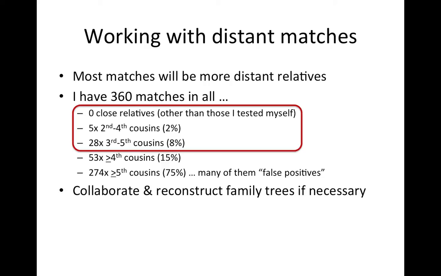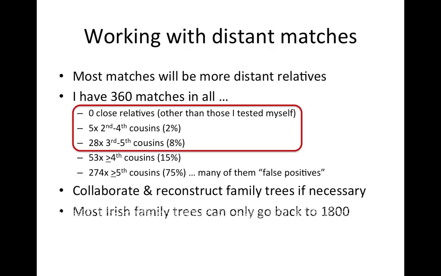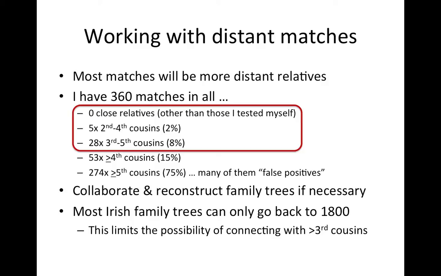It is hugely important to collaborate with these matches, and you may have to reconstruct family trees if necessary. So a little bit of genealogical knowledge and how to use genealogical resources will be necessary. And that's why it's a good idea to build your adoptive family's tree, because it gives you a little bit of know-how about how to develop family trees, reconstruct them, and collaborate with genealogists, who are the main type of person doing this DNA testing in the first place. Most Irish family trees can only go back to about 1800, so it can be difficult to get beyond that brick wall, and that has the effect of limiting the possibility of connecting with people who are more distantly related than third cousins to you.